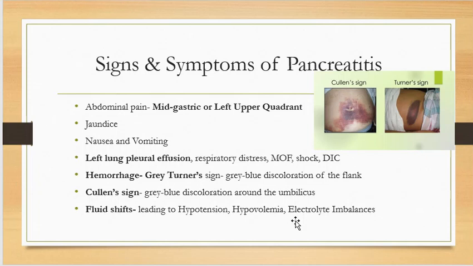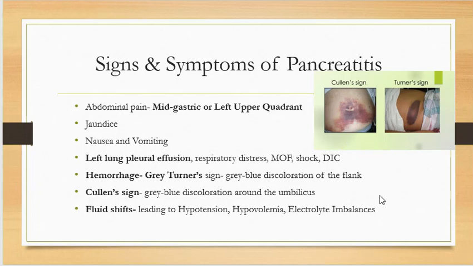And they can present with Grey Turner's sign. Grey Turner's is a gray-bluish discoloration of the flank. And as you can see, I have pictures there. So this is the Grey Turner's right here. And then the Cullen sign, which is a gray-blue discoloration around the umbilicus. And so they're bleeding into the tissue here.